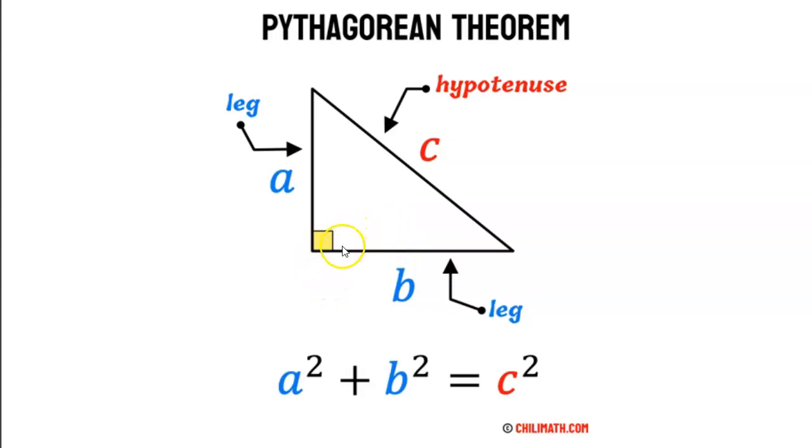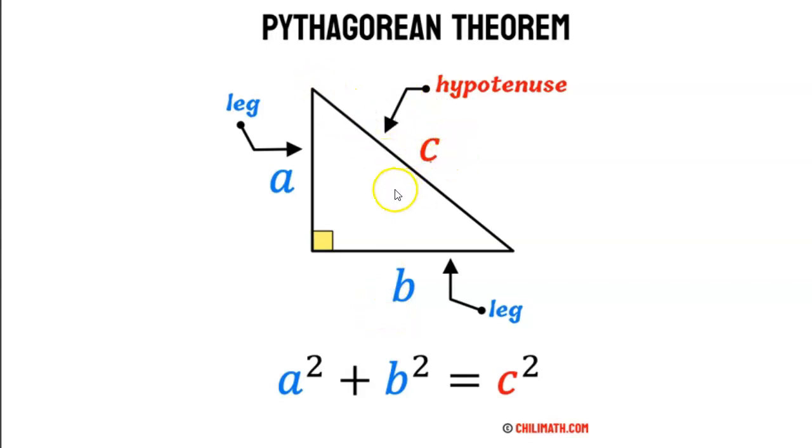It works for right triangles, and so this little square here indicates that this is a right triangle, okay? So the Pythagorean theorem is a squared plus b squared equals c squared. And this is what you're going to want to try to memorize. The only thing that is super important that's different is the c. A and b can be interchanged. It doesn't matter. They're called legs.